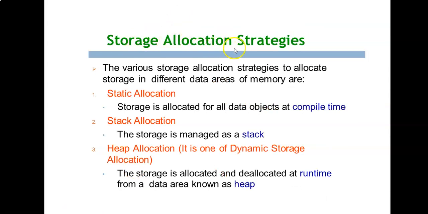Next, we are going to see storage allocation strategies. Various storage allocation strategies can be used to allocate the storage in different areas of memory. It can be static allocation, stack allocation, or heap allocation. If the storage is allocated at compile time, then it is called static allocation. If the storage is managed as a stack, then it is called stack allocation. And if the storage is allocated and deallocated at runtime from the heap, it is called heap allocation.